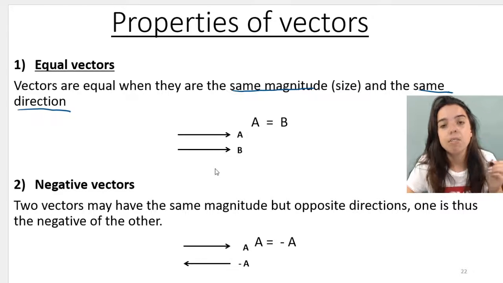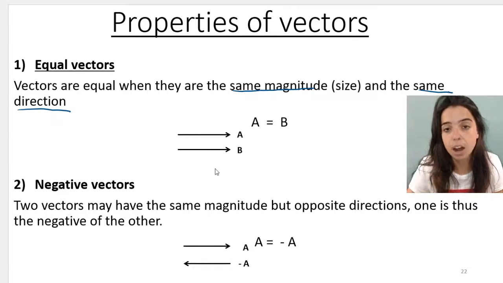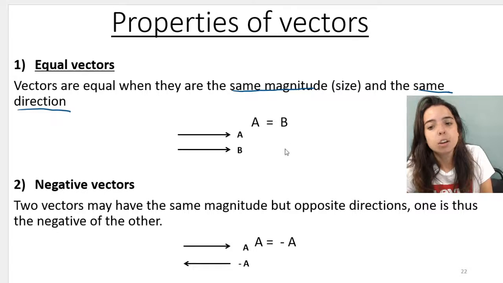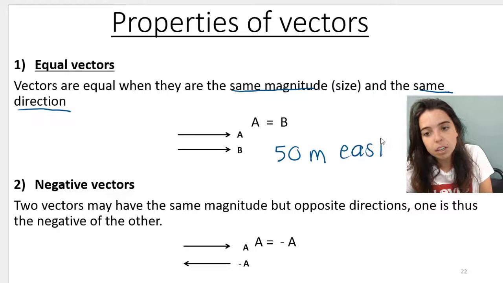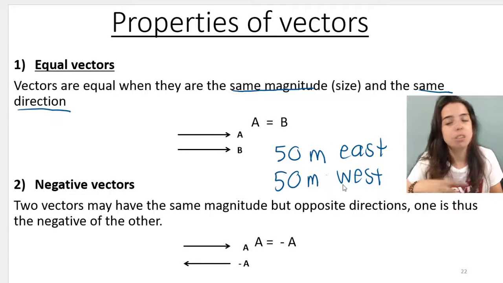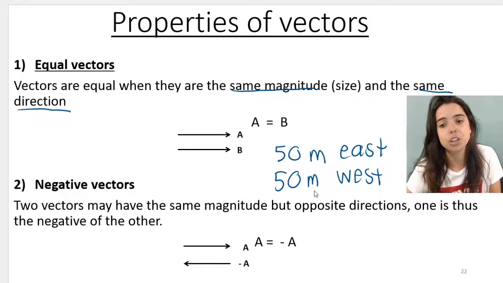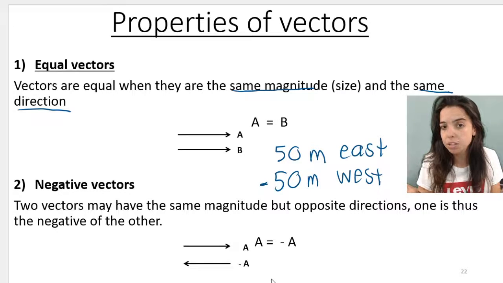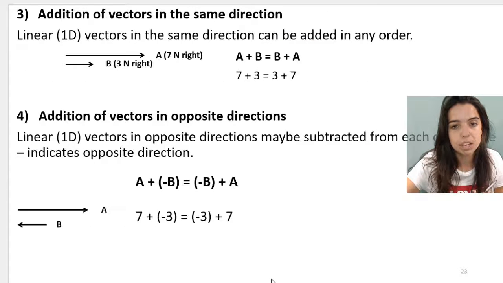Negative vectors have the same magnitude, so the same size, but opposite directions. So an example would be going 50 meters east and going 50 meters west. Those are negative vectors. If we choose east as our positive direction, then our 50 meters west would be our negative vector. It's the same magnitude but going in the opposite direction.